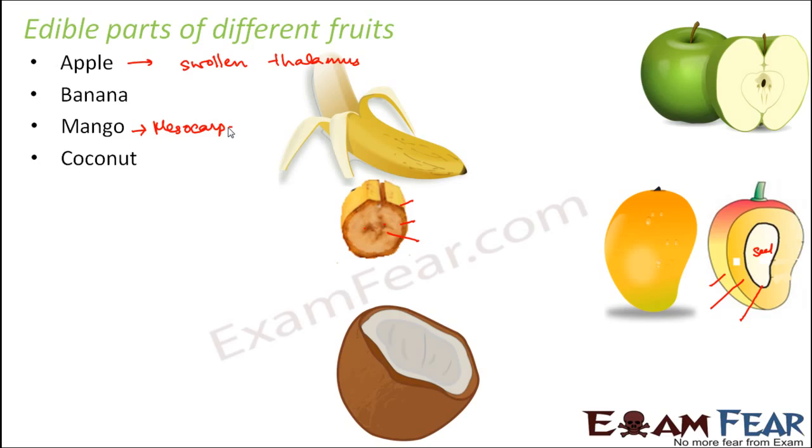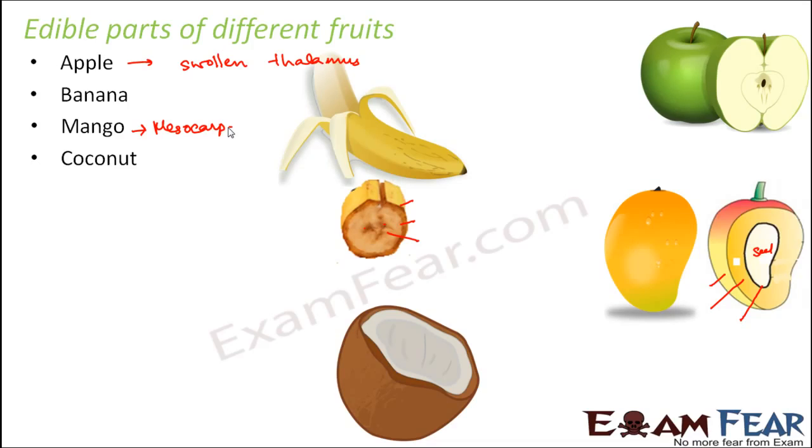Talking about coconut, in coconut the edible part is the endosperm. So see, these are not new terms. You would have studied all these while we discussed sexual reproduction in plants. So what is endosperm? When sexual reproduction happens, there is double fertilization in case of flowering plants. That is, two fusions take place.